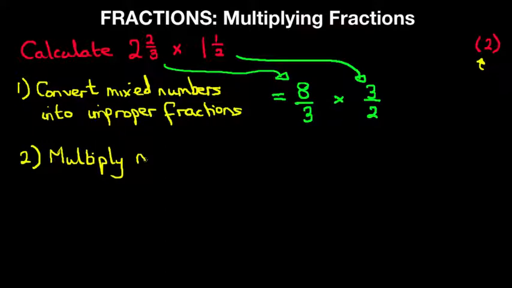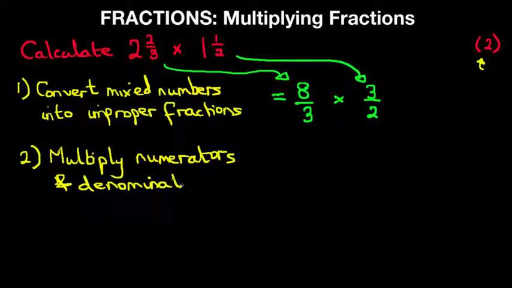the numerators and the denominators. So what we're saying here is we multiply the numerators, which is 8 times 3. We can write this down, 8 times 3, and 8 times 3 is 24.